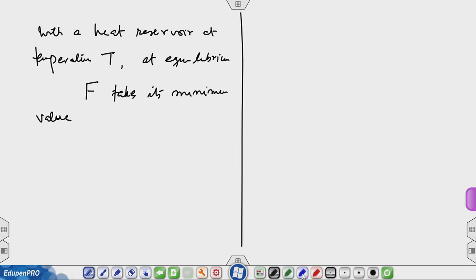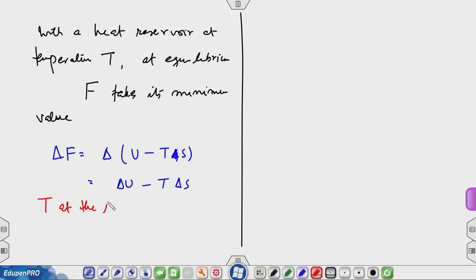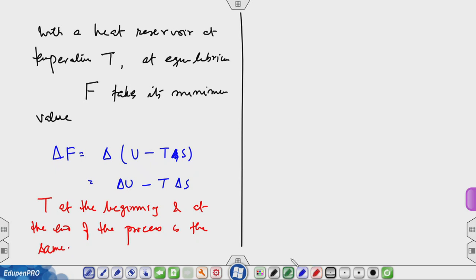Now, notice how we calculated F. The delta F was calculated as delta U minus T delta S, which is delta U minus T delta S, not delta of TS. The T at the beginning and at the end of the process is the same. In between, there could be changes, but right at the beginning and at the end, T is the same. This will be very important when we discuss the next significance of the Helmholtz free energy, and that is that it gives you the maximum possible work that a system can do.